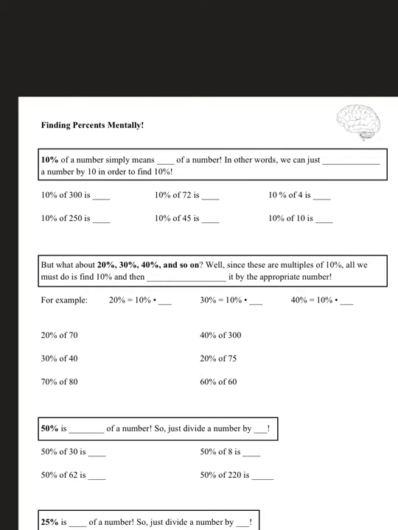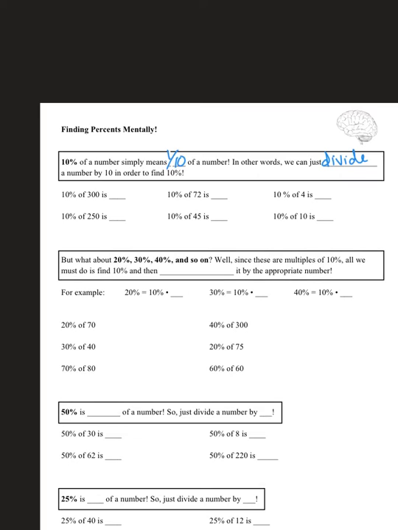Okay. When you're looking for a percent mentally, use 10% because that's going to be the easiest way to do it. 10% of a number simply means 1/10 of a number. So in other words, you can actually just divide a number by 10 in order to find 10%. So let's practice this. Feel free to pause at any time, try it, then see what it is.